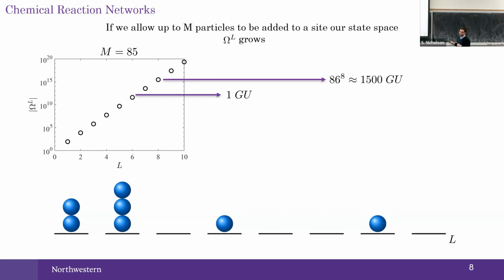The largest simulation, the largest calculation we're going to do here for our full reaction diffusion system is going to be 86 to the 8 configurations. So 1,500 times the number of configurations in the visible universe.